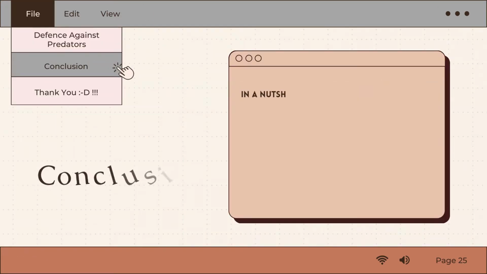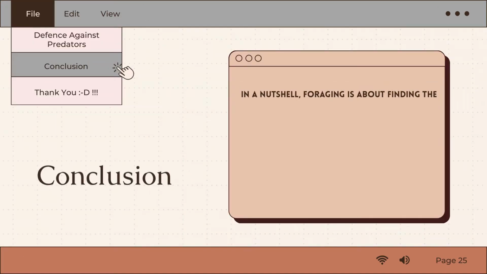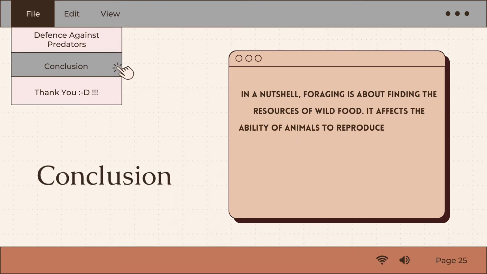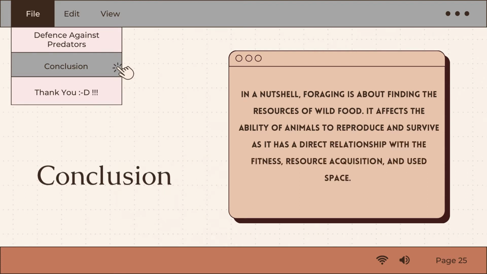In a nutshell, foraging is about finding the resources of wild food. It affects the ability of animals to reproduce and survive as it has a direct relationship with fitness, resource acquisition, and use of space.